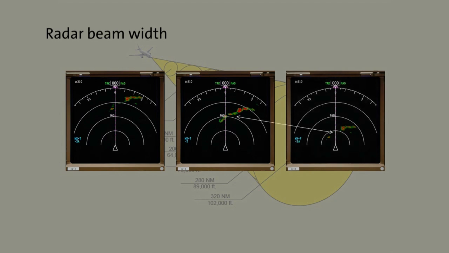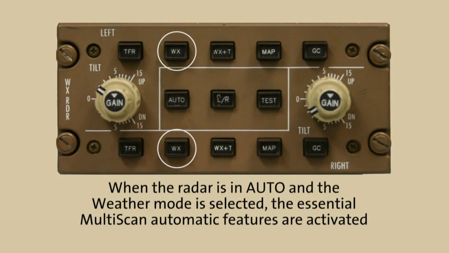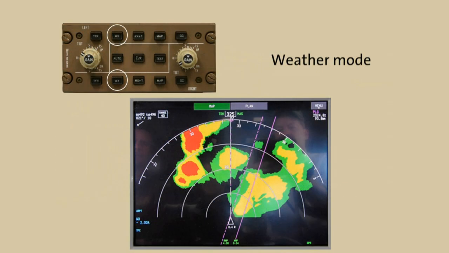So on occasion, weather that is initially visible at longer ranges may fall off the display as it approaches the aircraft, and the radar can better determine the cell heights. Remember that when the radar is in auto and the weather mode is selected, the essential MultiScan automatic features are activated. In weather mode, the radar paints the standard red, yellow, green, and black radar colors.